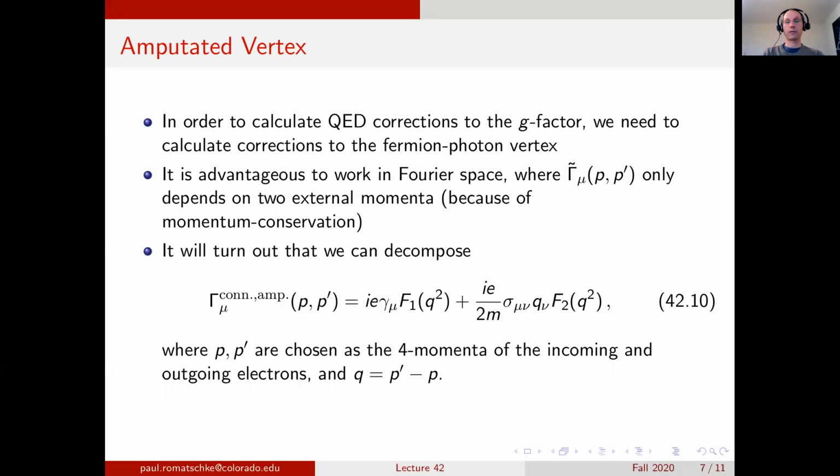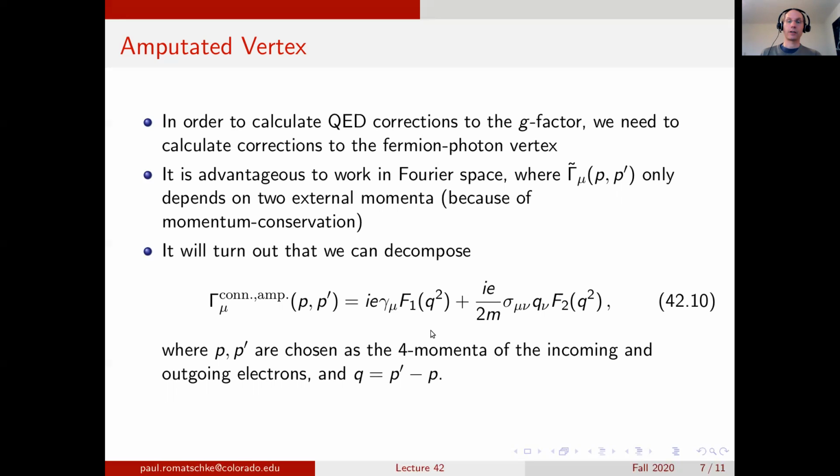Also, we will find that it will be possible to decompose the connected amputated vertex function in momentum space in terms of two structure functions, which we call F1 and F2. They're called structure functions because the general structure of γ^μ will turn out to be one term that's proportional to γ^μ, and the other term that's proportional to σ^μν q_ν, where σ^μν is the commutator of the gamma matrices.